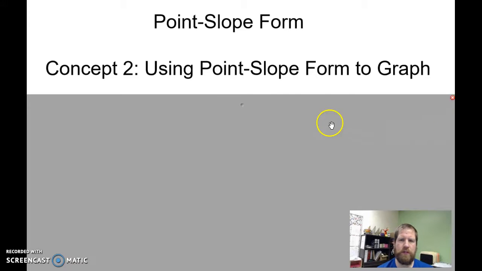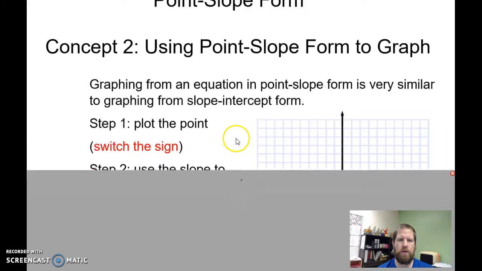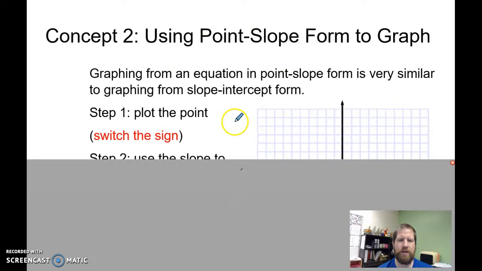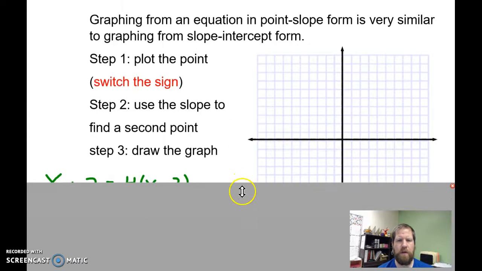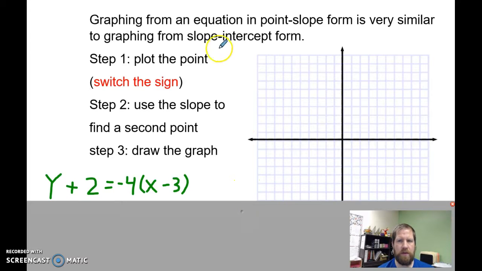Concept 2, using point-slope form to graph. So graphing with point-slope form is actually very similar to graphing from slope-intercept form. You still have your slope, okay? And the only difference is instead of having the y-intercept, so a point on your graph where it crosses the y-axis, you have some other point, okay? And it can be anywhere, all right?